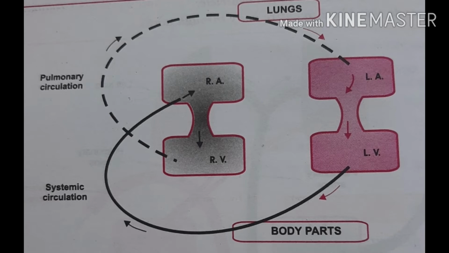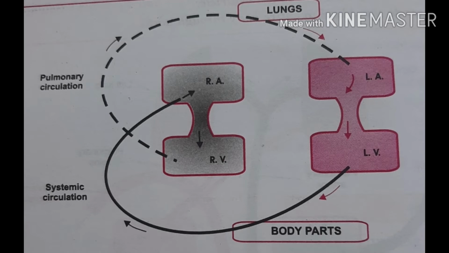First, you see, in pulmonary circulation the duration is short and the circulation occurs between the heart and lungs. Blood is pumped by the right part of the heart and received by the left part. It pumps deoxygenated blood into the lungs and brings back oxygenated blood to the heart.